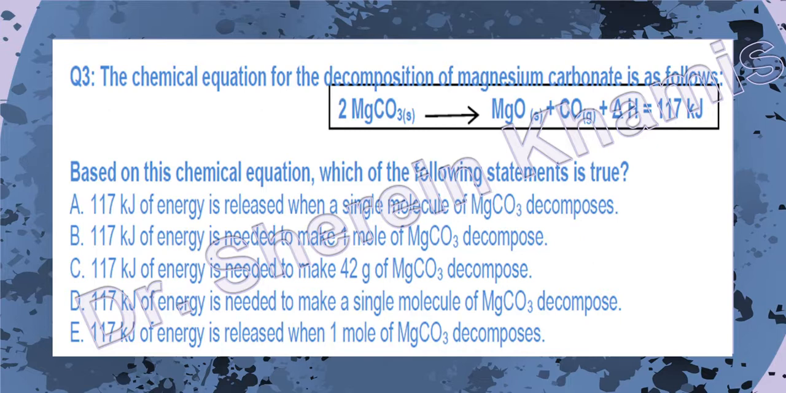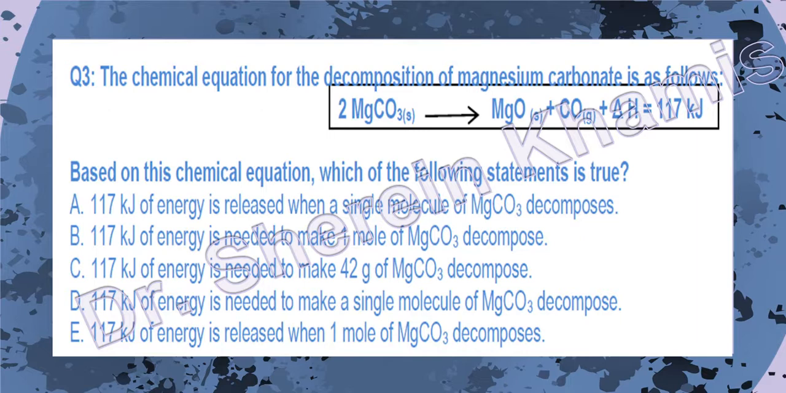The first one: 117 kilojoules of energy is released when a single molecule of MgCO3 decomposes. Okay, a single molecule? No, we have 2 moles of MgCO3. The other choice: 117 kilojoules of energy is needed to make 1 mole of MgCO3 decompose. Okay, I think it's right.